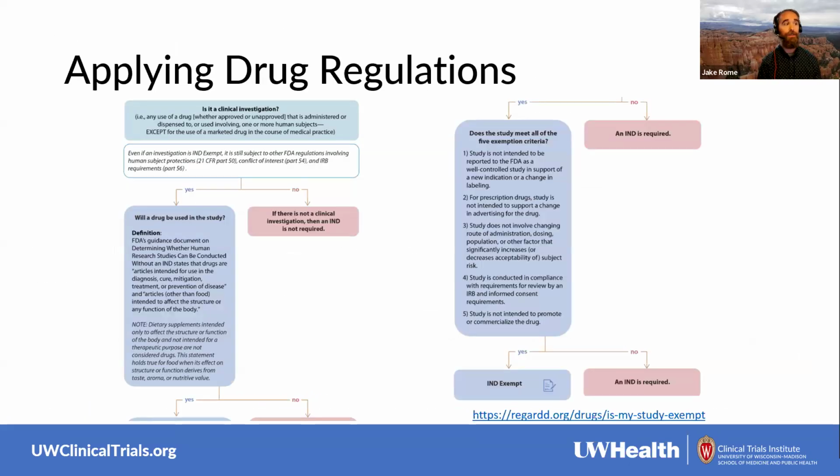So now that we know what a clinical investigation is, how do we apply the drug regulations? I've just thrown up this flow chart from REGARD, which is out of Duke, UNC, NC State, the Research Triangle. It tries to help academic medical centers understand how to apply these. I definitely recommend going to the website because they have a lot of good resources. But basically, I just want to highlight we're always going to follow the same process. Is it a clinical investigation? Will a drug be used in the study? Is it IND exempt? If not, then we're going to need an IND.